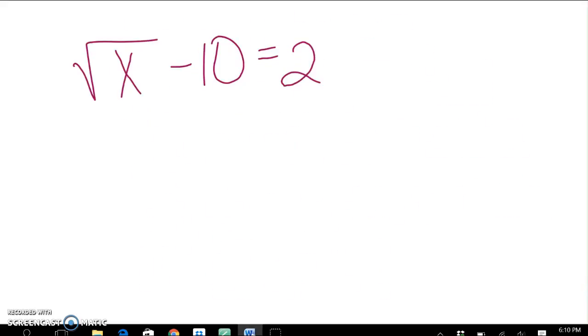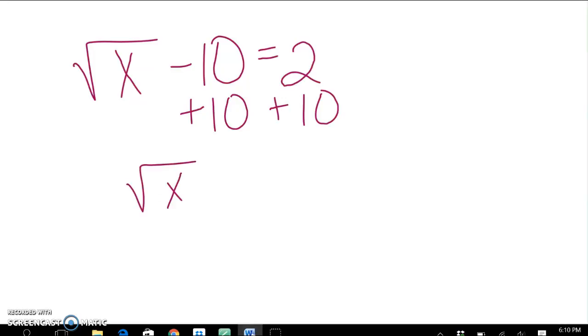To isolate the radical, you just follow the same rules as regular equations. So we should get rid of the minus 10 by adding 10. Left side, we are left with radical x. Right side, we're left with 12. So there's one. Step 1 is done now. Radical x is by itself on the left side. Step 2, square both sides.